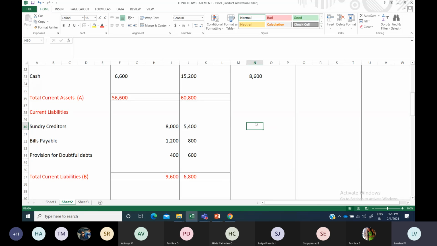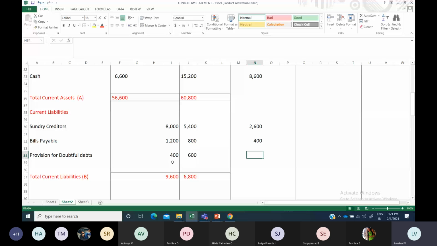Okay, so what is the difference? 8,000, 5,400 differences. 2,600, ma'am. 2,600. Okay. So moving to the other one, bills payable 1,200, 800. So from 1,200, it has got declined to 800. So 400 is the difference. So this is again a decrease. Okay. So decrease in current liability means increase in working capital. So 400 you have to show under increase column.